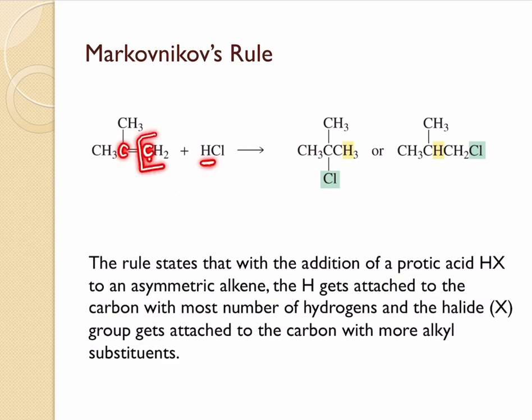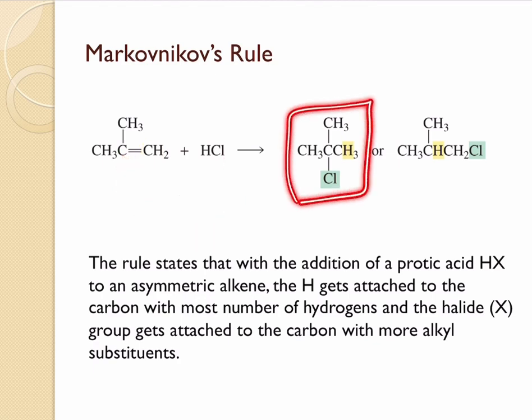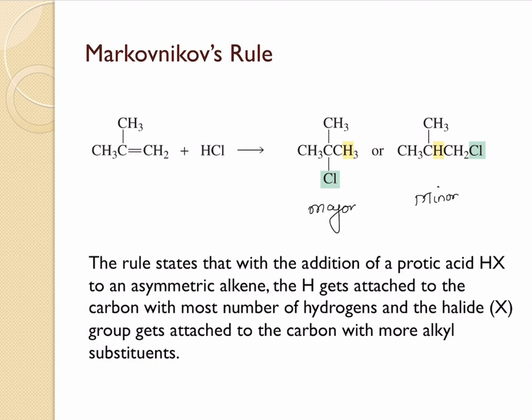So this is the carbon that has got the most number of hydrogens, and our hydrogen is going to go onto this carbon. We are going to add the hydrogen to this carbon, and the Cl is going to go onto the other carbon, and that would be our major product. So this is going to be our major product, and this would be a minor product.